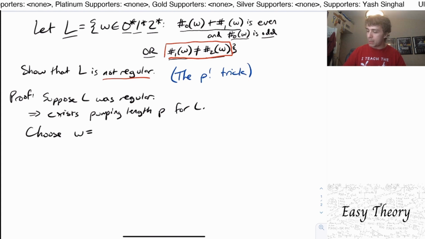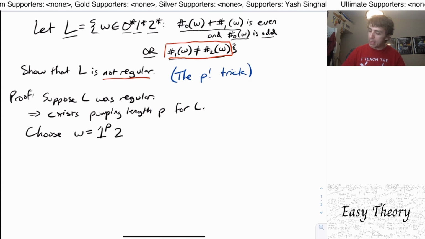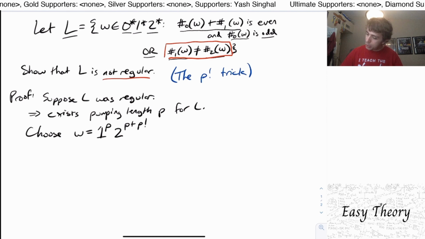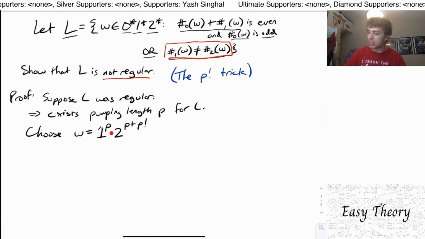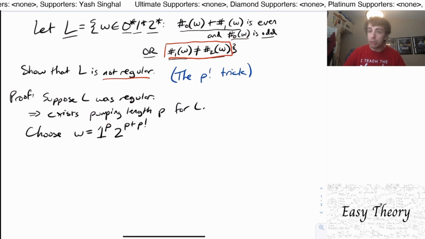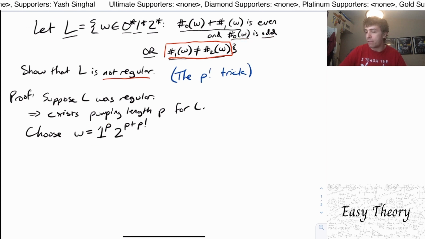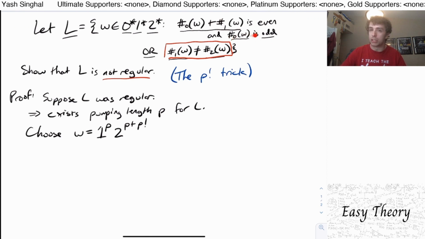So essentially what we're really just asking is that this second condition is true. So choose W equal to, well, I'm going to have P ones in the string, and the number of twos that I'm going to pick is P plus P factorial. If I just picked P twos in this string, then it would have the same number of ones and twos, and it would violate this condition. And the number of zeros in this string is 0, and so it's not odd in the first place. So we never will satisfy this first condition.